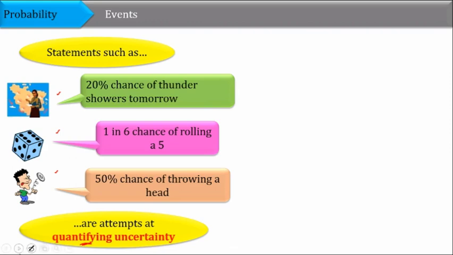Now, what do we mean by the uncertainty of these events? Well, weather prediction is not an exact science. Things can change. Rolling of a die, we don't know what outcome we're going to get when we roll it. We can list the outcomes, but we don't know exactly which one we're going to get. And the same with flipping a coin.